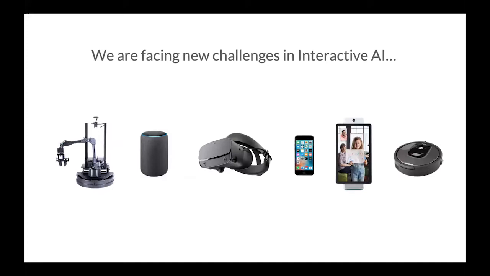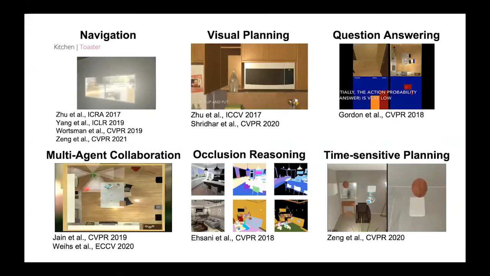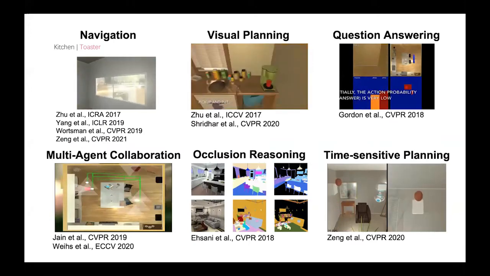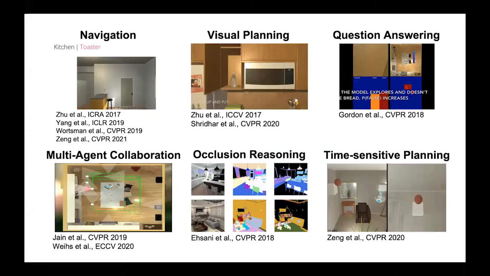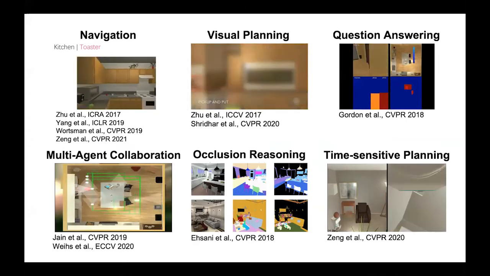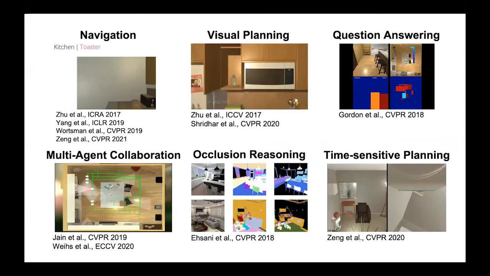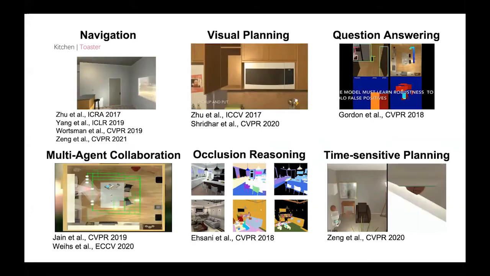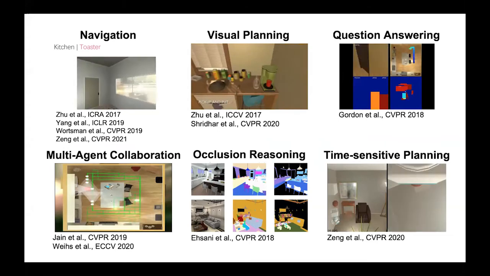Okay, so we are facing new challenges in interactive AI. In this talk, I'm going to focus on embodied AI as a form of interactive AI, and my focus will be only on the tasks. I'm not going to talk about data and models. I'm going to talk about tasks in embodied AI. In the past couple of years, we have had good progress in many different problems in embodied AI, such as navigation, visual planning, question answering, multi-agent collaboration, occlusion reasoning, time-sensitive planning, and so on and so forth.